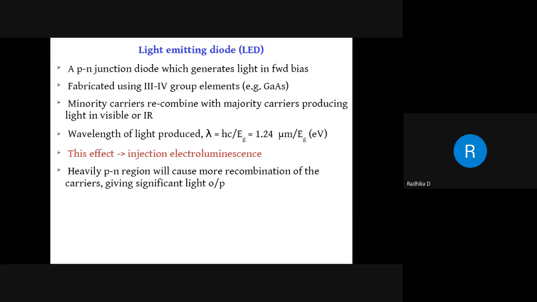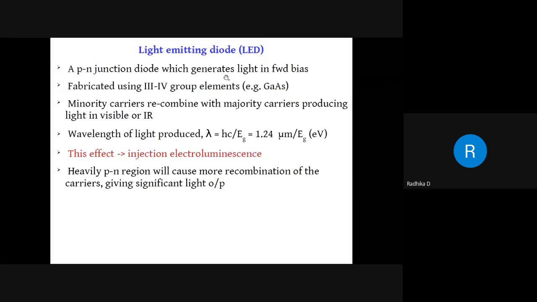So basically, how do I define an LED? When I ask, students tend to say it's a light emitting diode. But from now onwards, understand it in this way. A PN junction diode which produces light, or which generates light, in forward bias condition. We understood how a PN junction diode works. It is going to work in forward bias condition, and by some method, it is going to generate light. It is going to produce light.